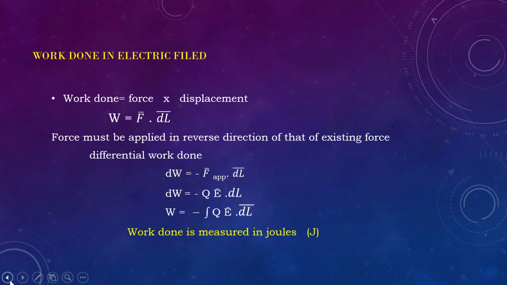Whenever work is done, by the physics definition, work done is nothing but force multiplied by displacement. So whatever force we have applied to move that charge and whatever distance the charge has moved, if you multiply these two things, we get work done. In this multiplication, there must be a dot product because distance is a vector quantity and force is also a vector quantity. So to get the magnitude of the work done, we have to take the dot product of F bar and dl bar.